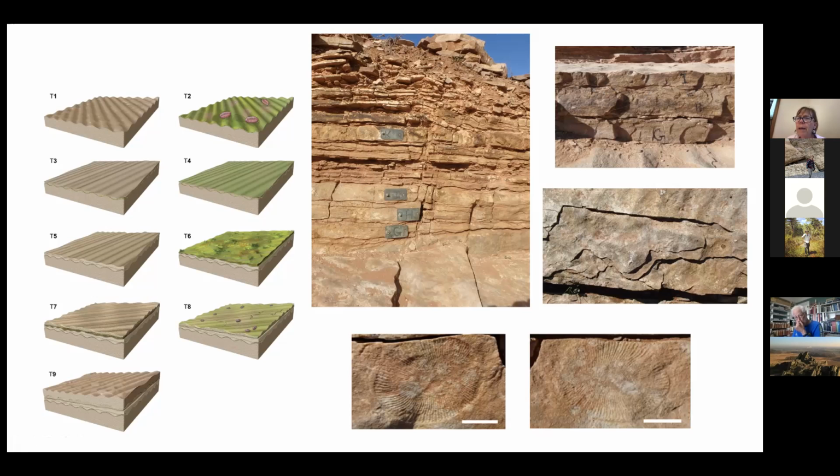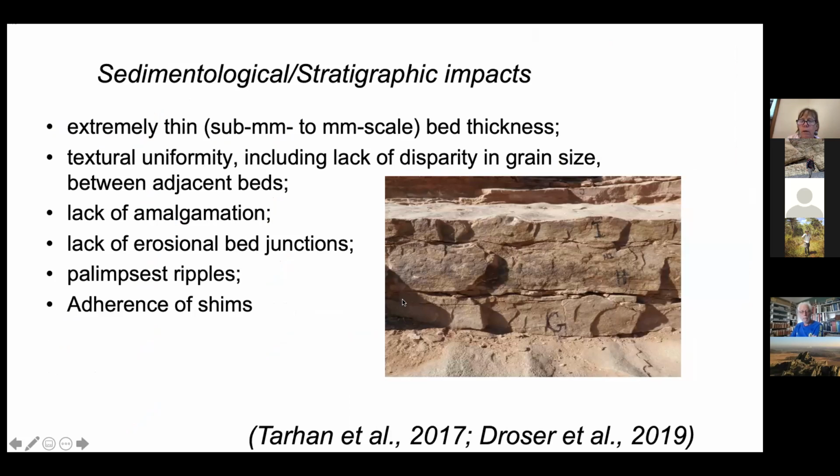In fact, in this entire succession we do not have erosional bases. These beds, one after another, just cast the bed below it, which is very much not like the Phanerozoic. These are observations that, as I said, others have made a number of. The very thin bed thickness: in between H and I are actually six beds. Lack of amalgamation, lack of erosional bed junctions, palimpsest ripples.